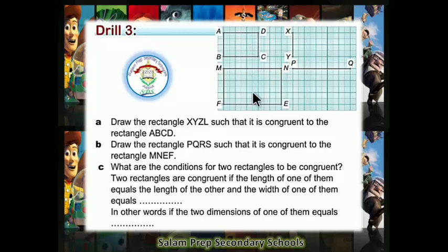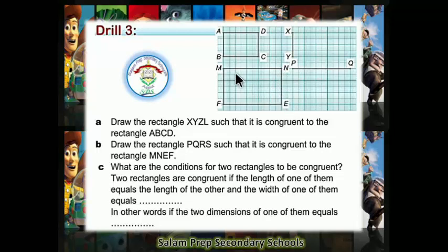The second rectangle have different dimensions. The length is 1, 2, 3, 4, 5. The length is 5 centimeter. The width is 3 centimeter. 1, 2, 3.